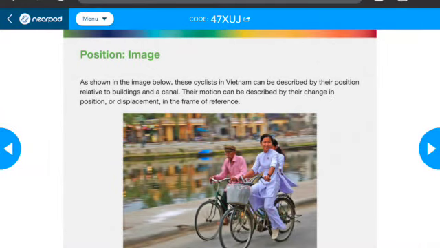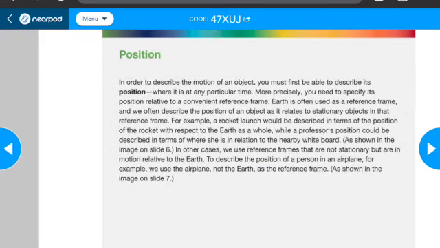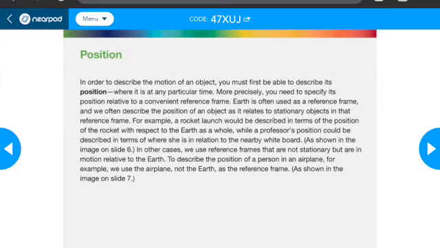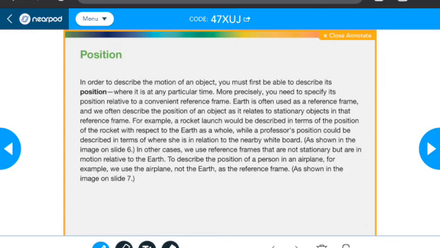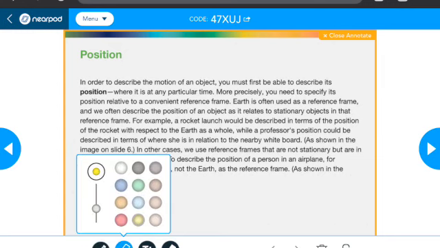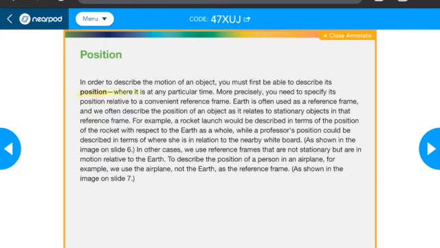Alright, so in order to really talk about motion, we have to first talk about where something is in the physical world, and that's where position can help us. So we need to look at a frame of reference in order to do that, and for the most part that's going to be Earth. So first things first, what you want to write down from this slide is the definition of position. Position is where something is at any particular time.